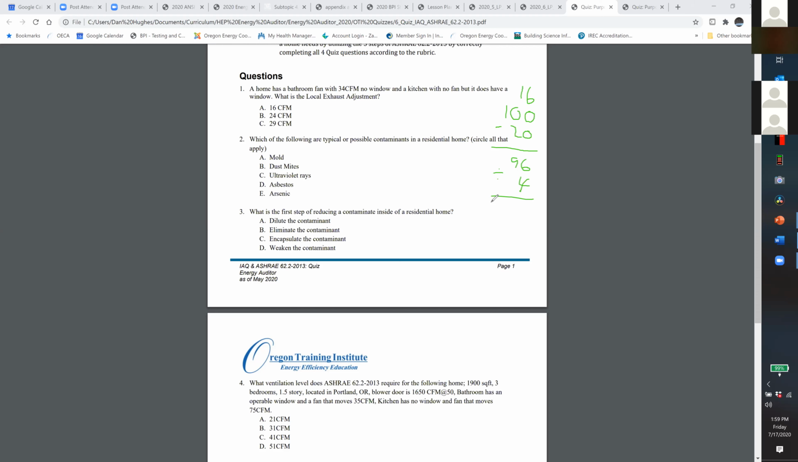So moving on to number 2, which of the following are typical or possible contaminants in a residential home? This one, circle all that apply.